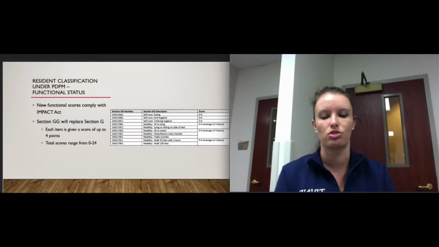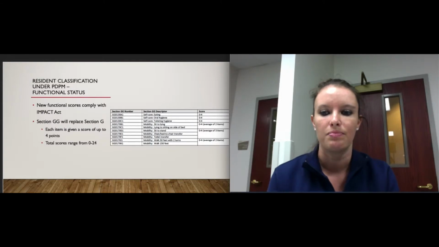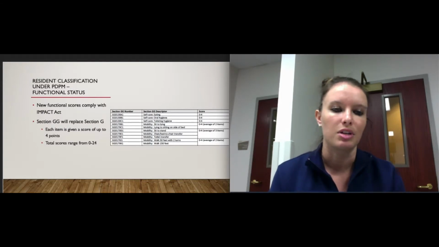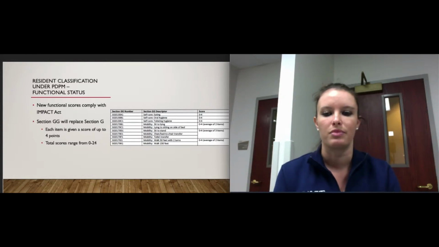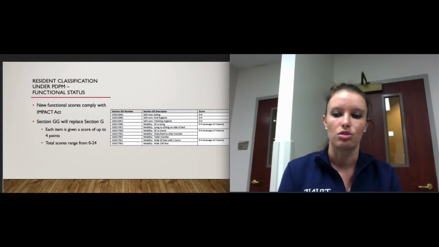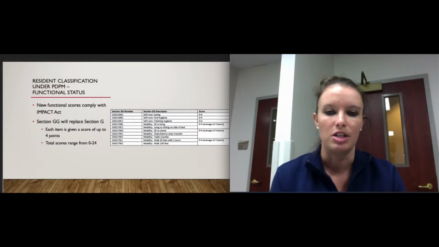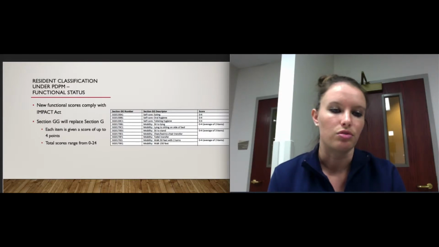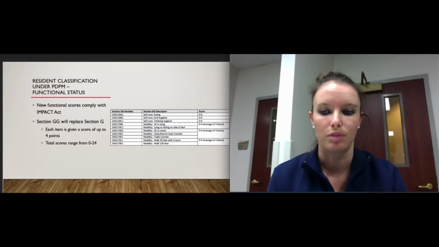Functional status has also changed under PDPM. The new functional score for PT and OT payments is based on items that comply with the IMPACT Act. Section G is replaced with Section GG to calculate the functional score for resident classification. Each item is scored from 0 to 4, and then the total range is from 0 to 24.